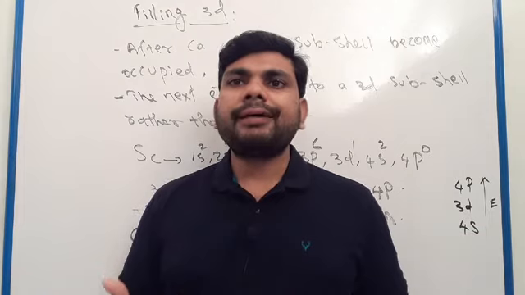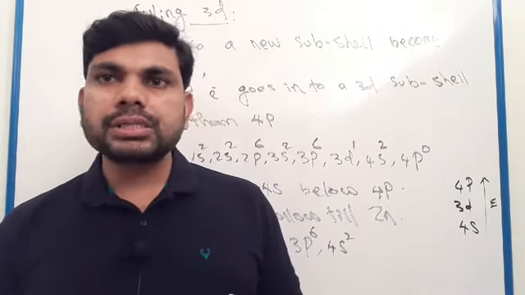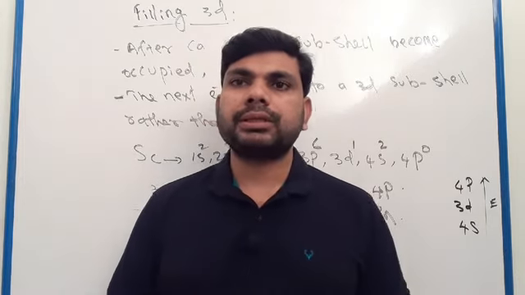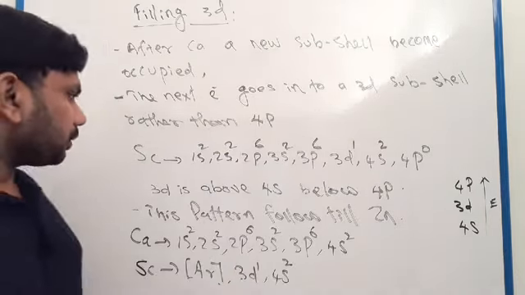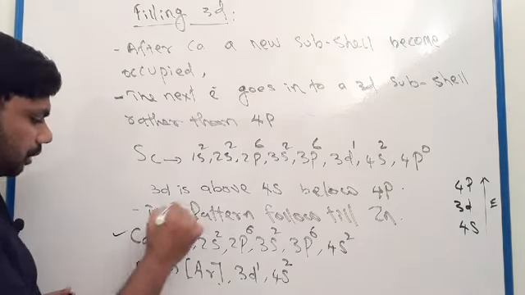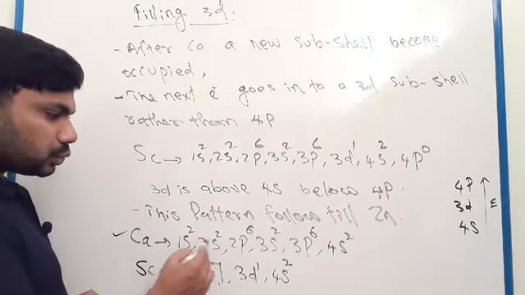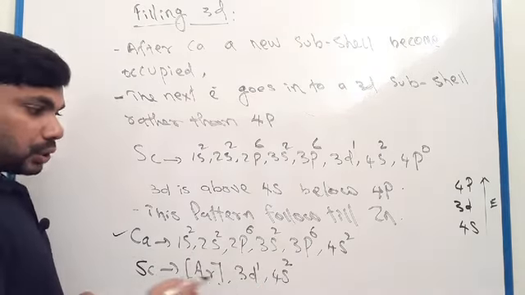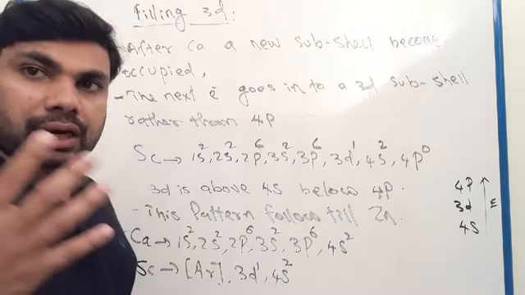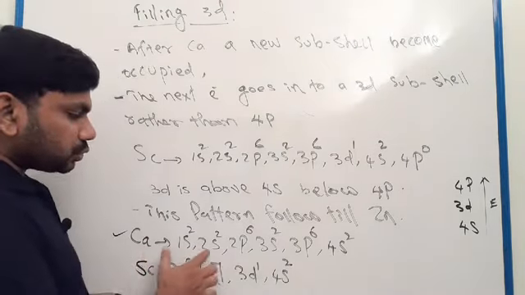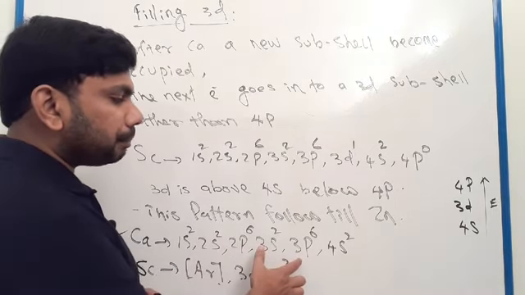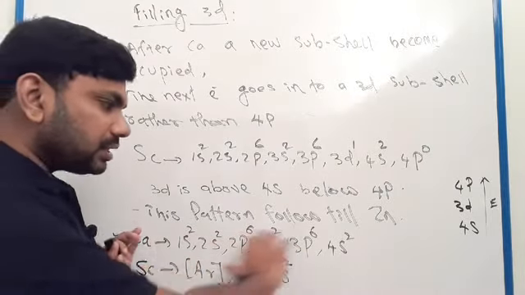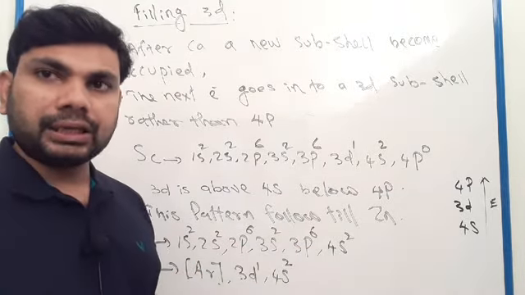Next we have to discuss filling electrons in the 3d orbital. See here the electronic configuration of calcium: 1s2, 2s2, 2p6, 3s2, 3p6, 4s2. We know calcium has 20 electrons, and these orbitals are filled completely.